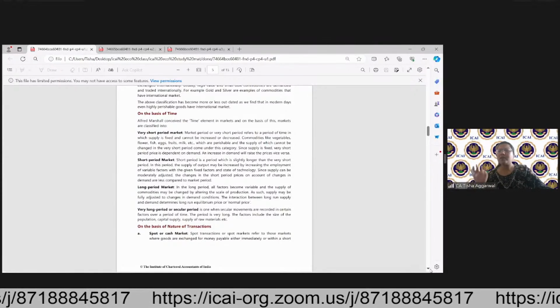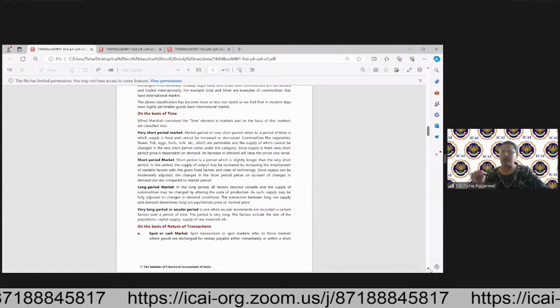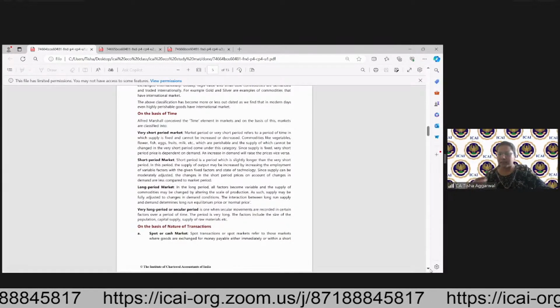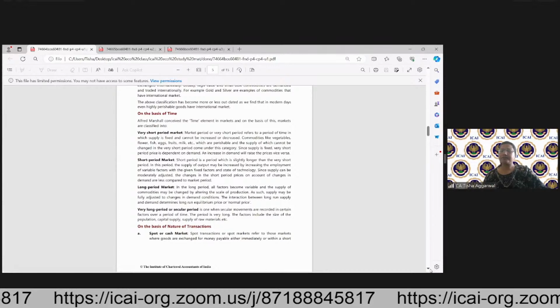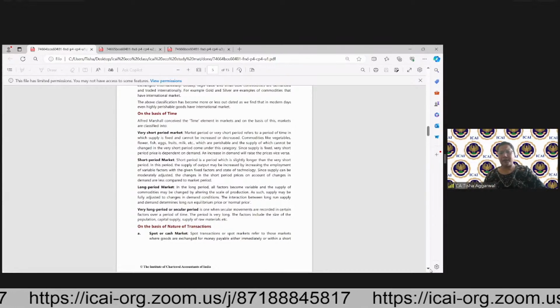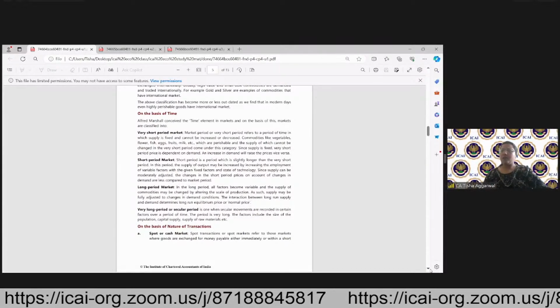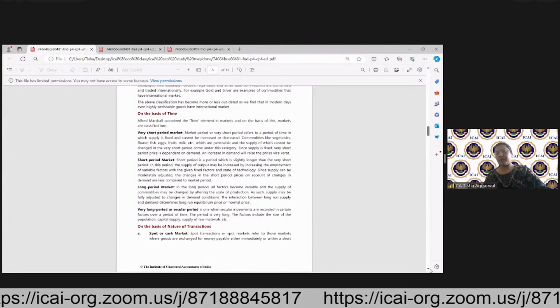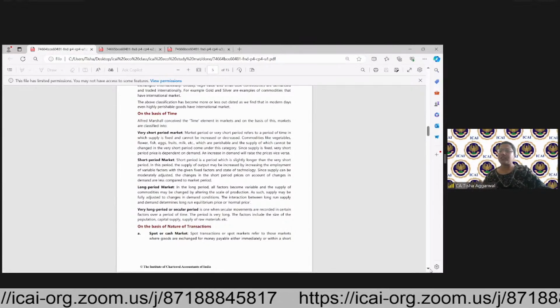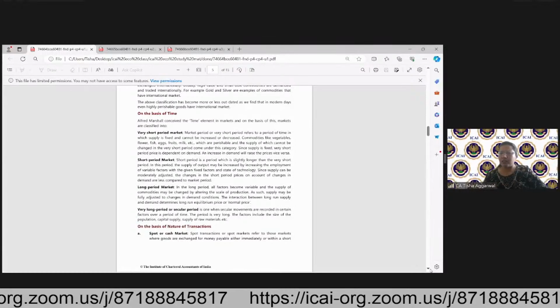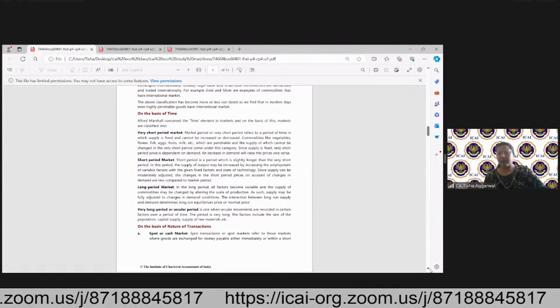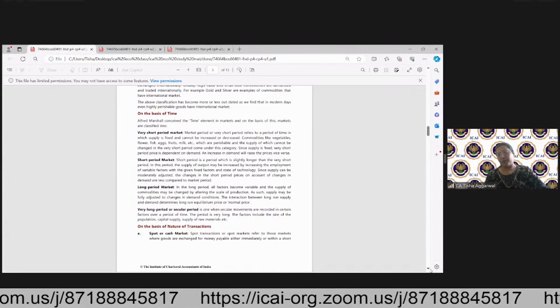What is short period? Short period is that time period wherein supply can be a little bit adjusted. It can be a little bit changed. Okay. Long period market is such a thing wherein all the factors become variable. The supply of commodity can be changed by altering the scale of production. You want to change it, change it. Nobody gets bothered. Last is very long period.